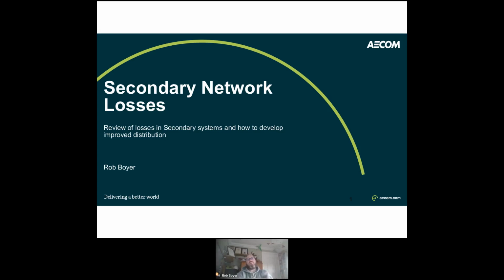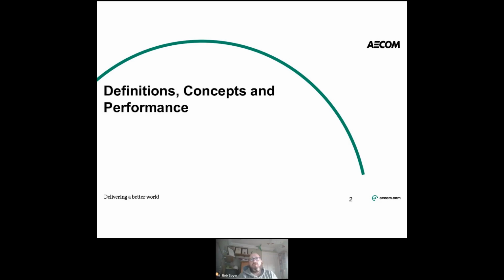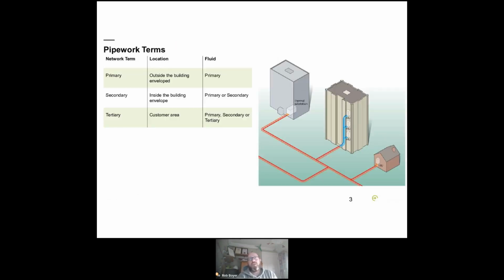But this presentation is going to be looking at secondary network losses, specifically looking at how we can improve distribution from a design perspective. So it's not looking at the thermal generation side, but it's going to mirror some of the points that Richard has just eloquently made. So just a couple of concepts, definitions and performance discussion points, because I feel one of the biggest problems I find when I'm trying to evaluate system performance is a lack of common terminology.